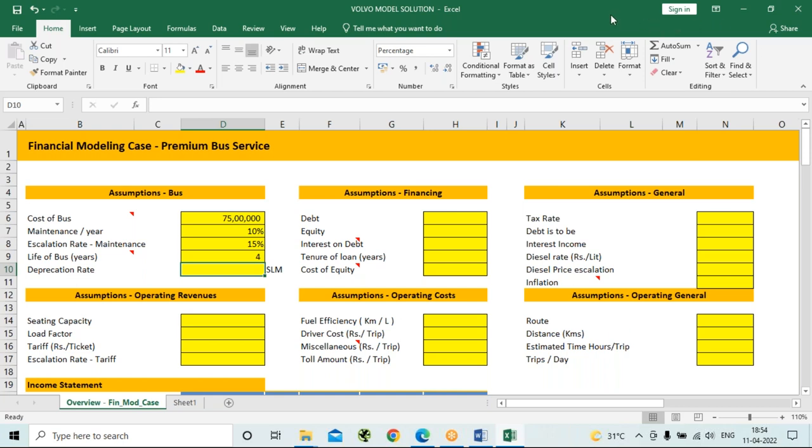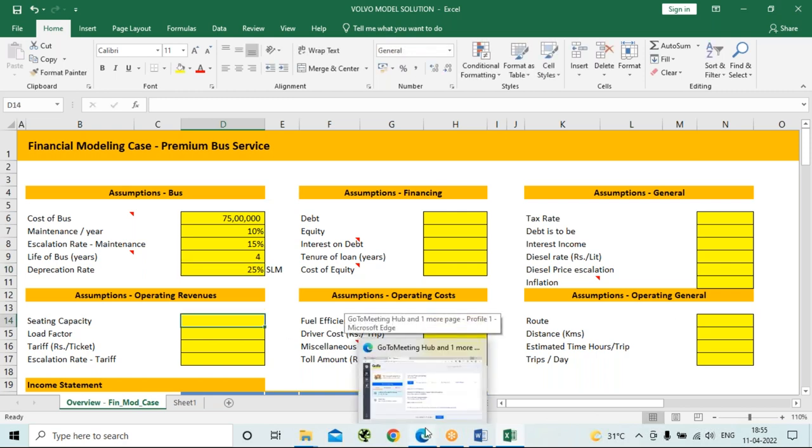Yeah, sorry for the inconvenience. Yes, so the depreciation is going to be, can anyone calculate it for 4 years? So it could be 25%. Okay, so every year 25% is going to get reduced.